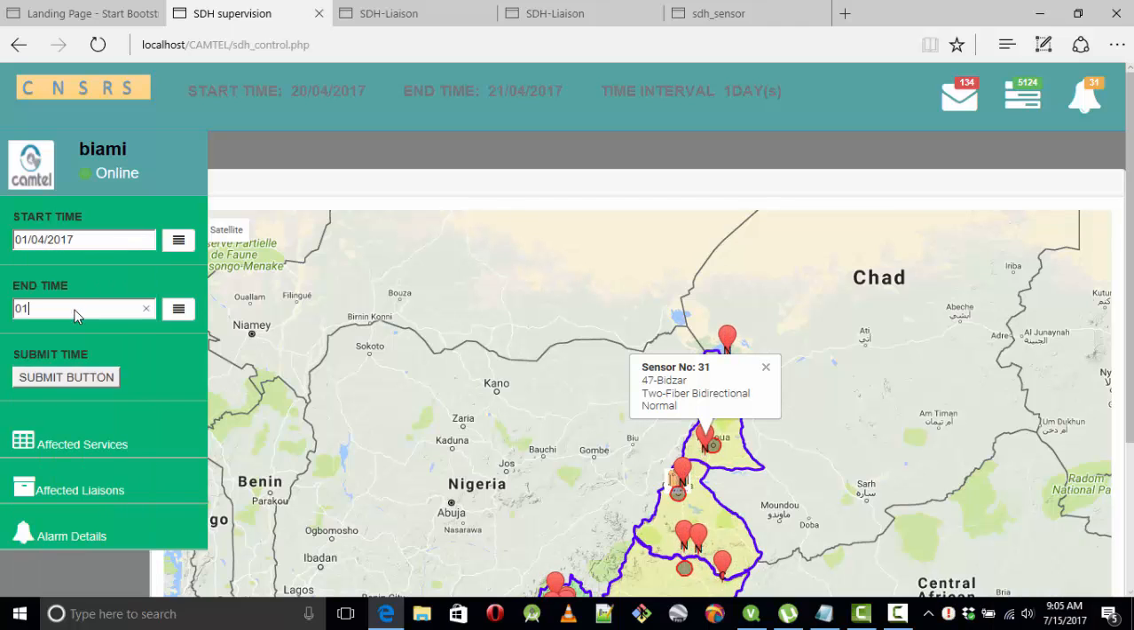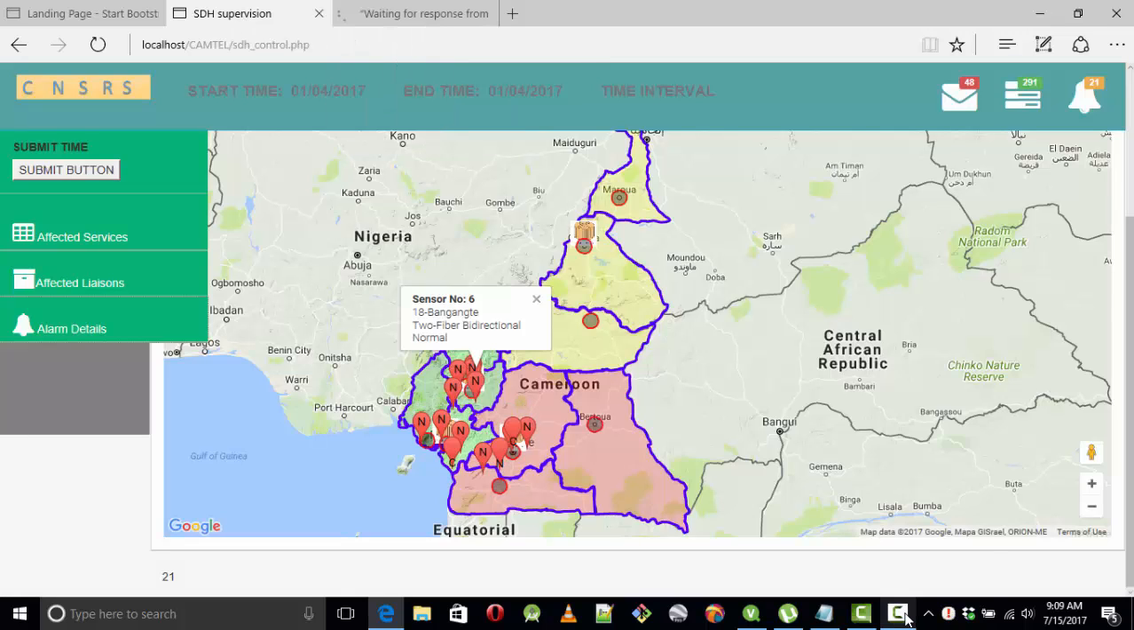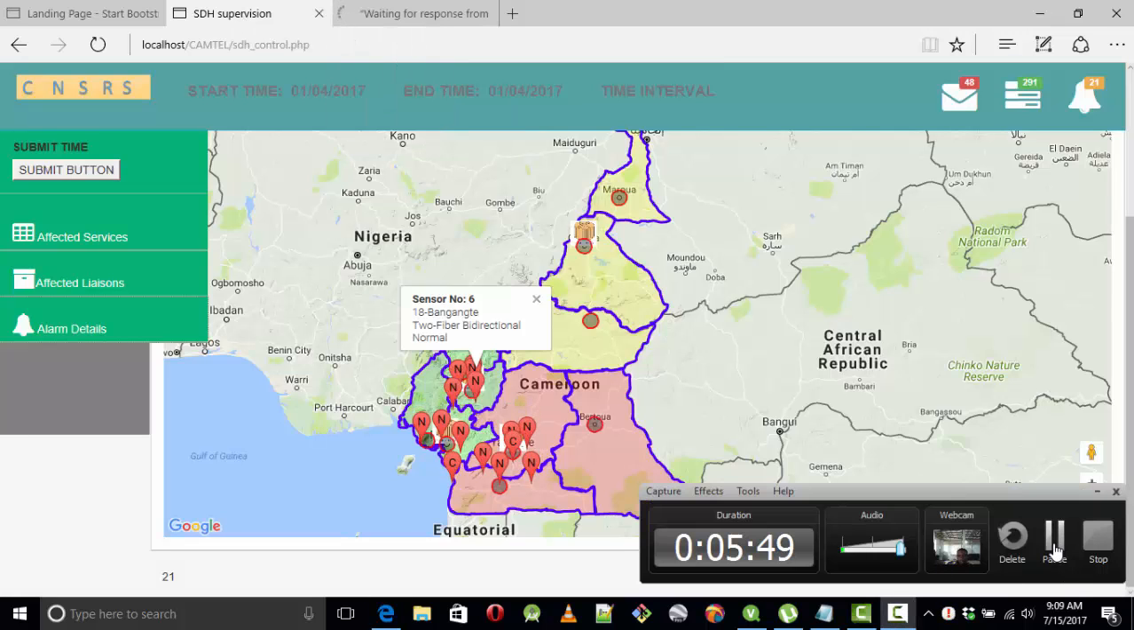Now, if I change the time interval, I'm working only on the 1st of April. I discover that I have just 21 sensors which are affected out of the 33. Then I can see the sensors frequency. Let's see what Bamenda has on the 1st. On the 1st of April, since that's what we're treating now, Bamenda had no incident, so Bamenda is good.